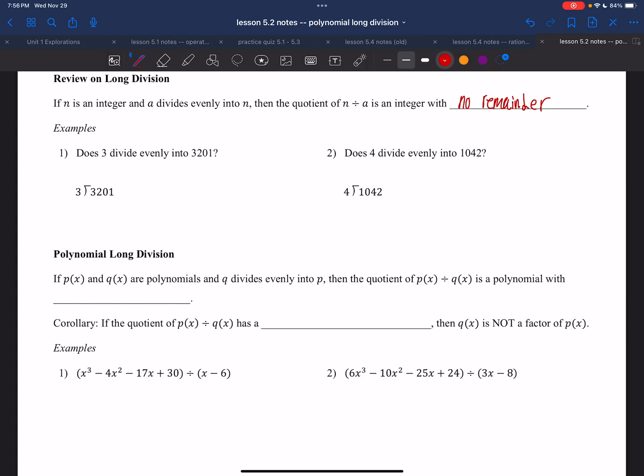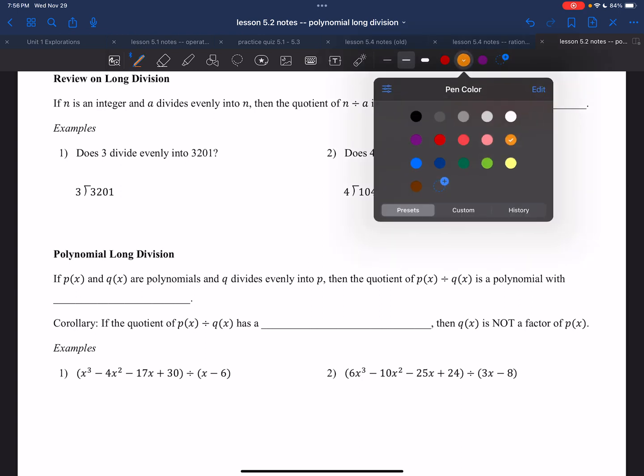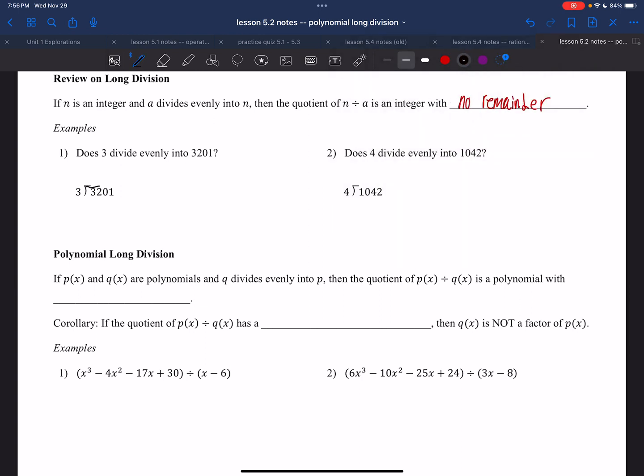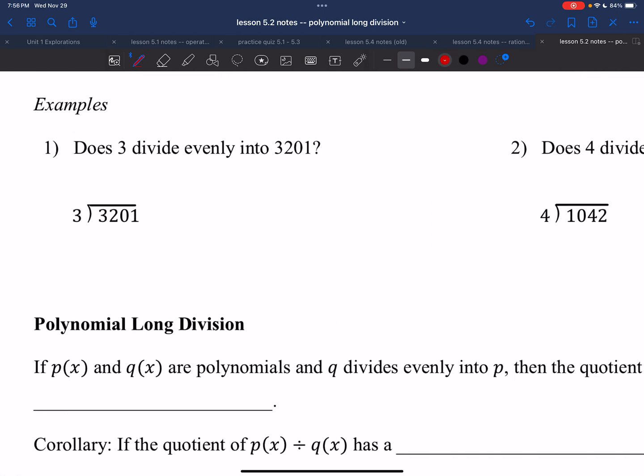So here's just a few practice problems. I'm going to change this to black, just kind of give me that straight. Oh, look at that. I'm going to make this straight, boom. Okay, I'm going to zoom in here.